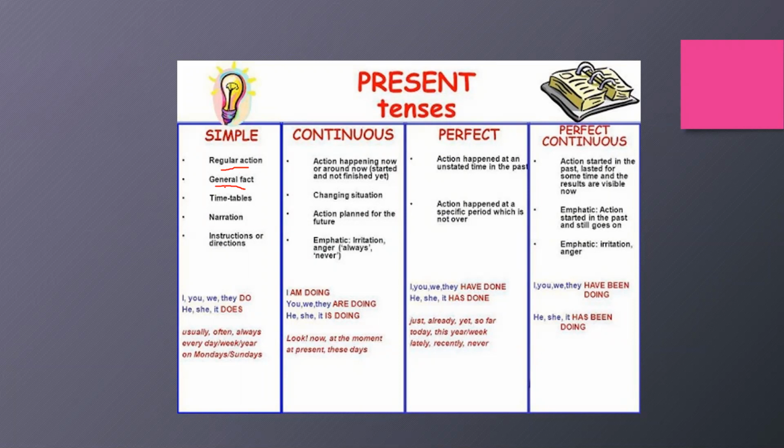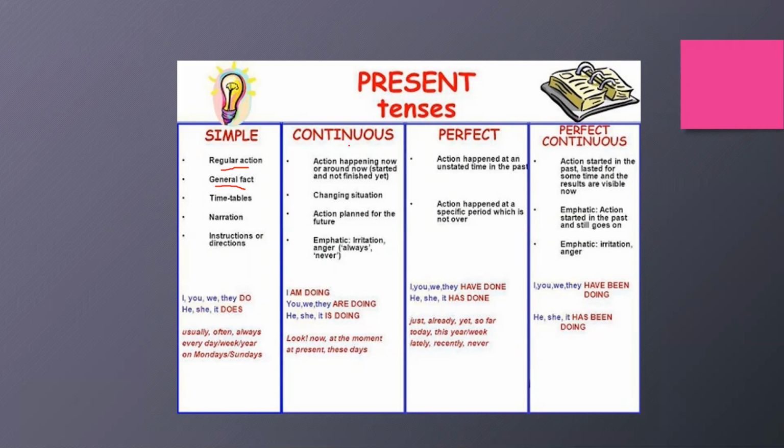For a general fact or a universal truth, we can say that the earth revolves around the sun. The sun rises in the east. These are the general facts, right? The structure is the subject plus the first form of verb, right? So I, you, we, they, these are the plural subjects. So we take the first form of verb.